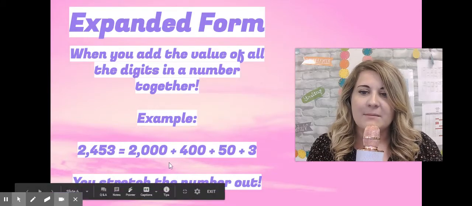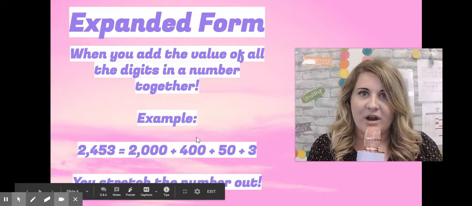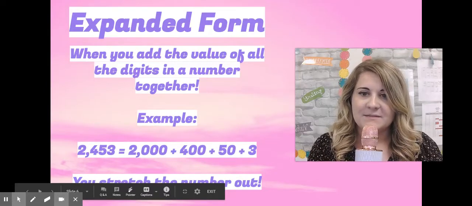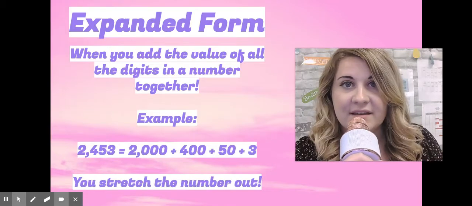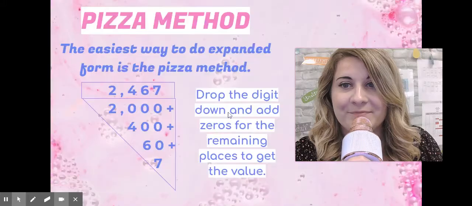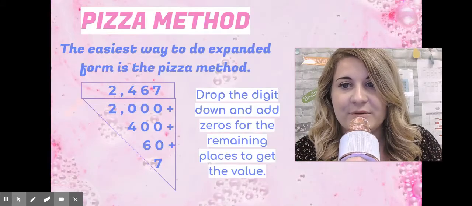And this is kind of the same idea with our blocks. We had 3 ones blocks, 5 tens blocks, 4 hundreds blocks, 2 thousands blocks. So that is expanded form. There is an easy way, though, and I love this method. It's called the pizza method. This is the easiest way to do expanded form.